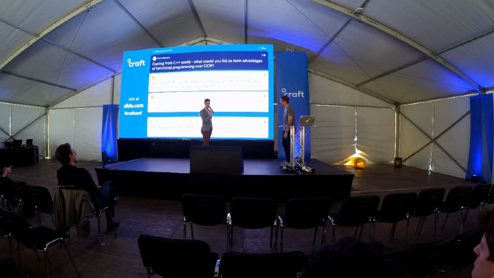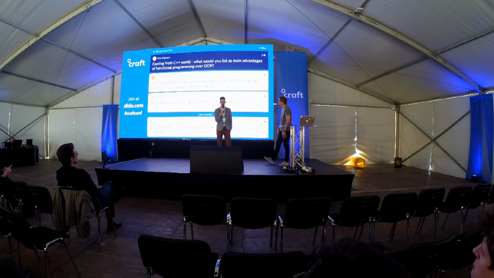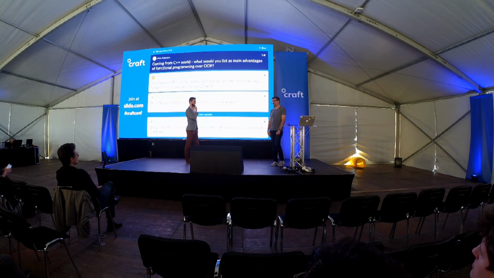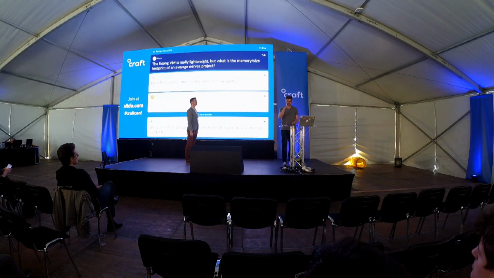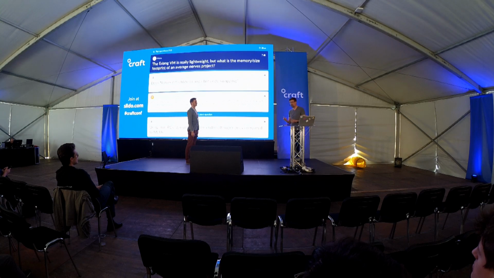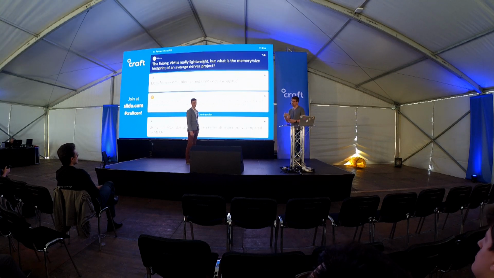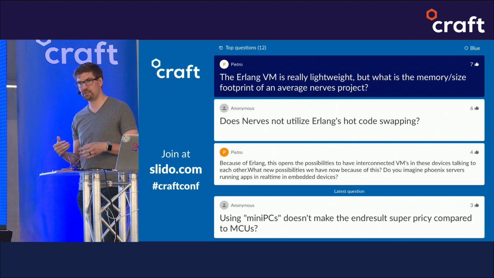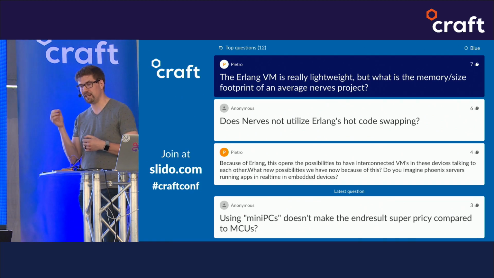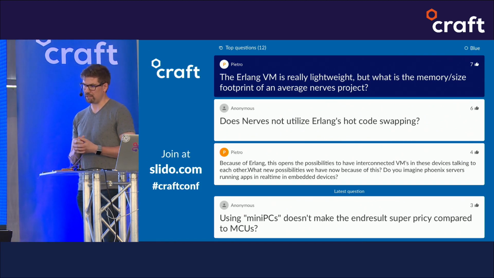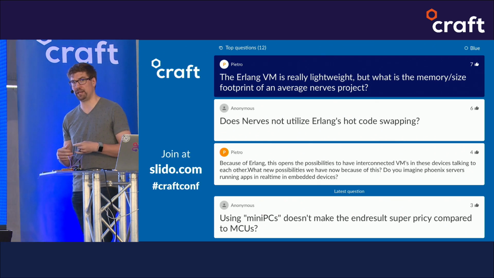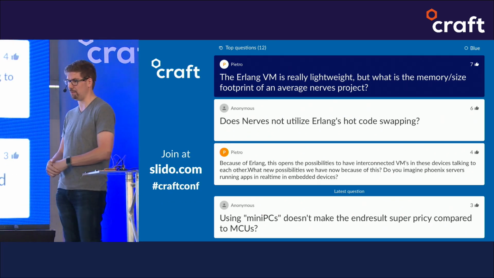So cool. So Pietro is asking, the Erlang VM is really lightweight, but what is the memory size footprint of an average Nerves project? Yeah, so an average one, in the case of getting started, is about 30 megabytes shipping, and that's still bloated. We're working on getting that number down, so we're looking to get that even lower. In addition, we're also taking steps to enhance our delivery mechanisms so that instead of doing full-on streaming, we'll be able to do deltas, which will make subsequent updates even smaller. And the memory footprint, I believe, is definitely in the low megabytes. It's not a lot, but it also depends on how much you're doing and holding in state, and how much message handling and processing you're doing as well.